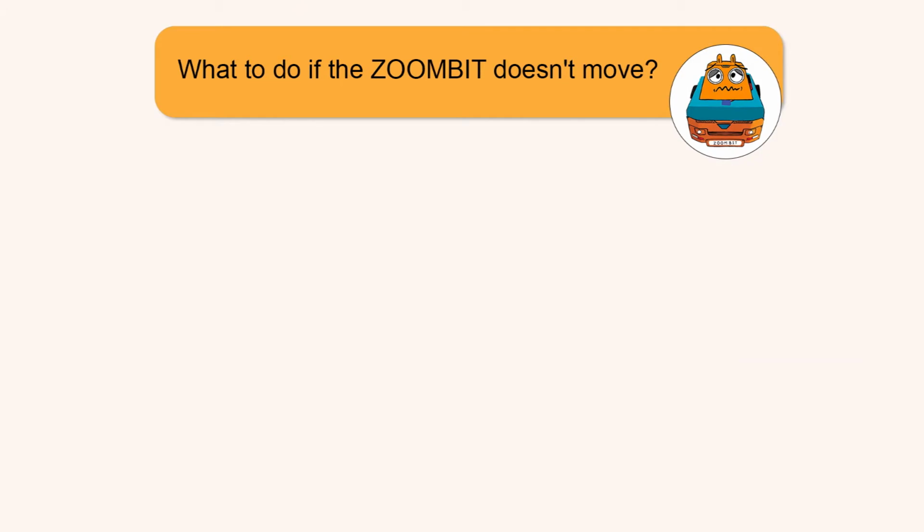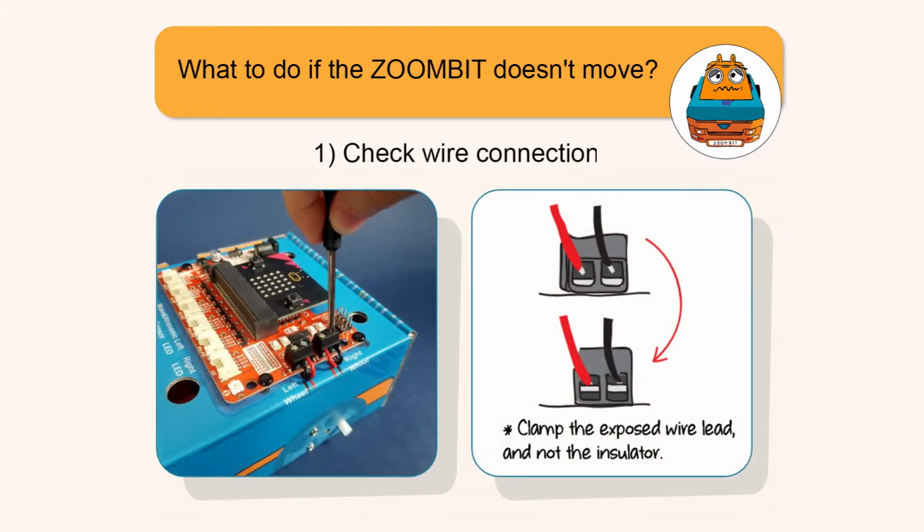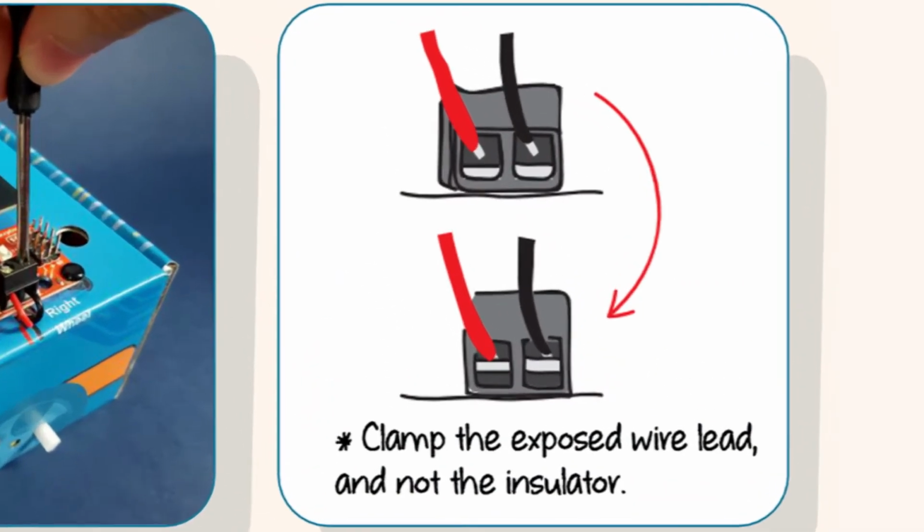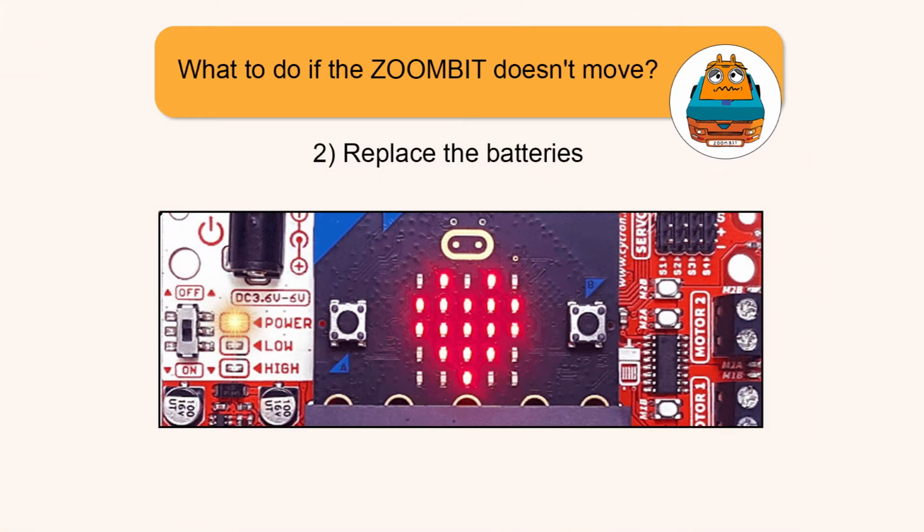Now, in case your ZOOMBIT doesn't move once you press the buttons, here are two things to do. Firstly, make sure to clamp the exposed wire lead and not the insulator. Number 2, look at the Rekabit board. If the LED indicator for low is blinking, try to replace the batteries with new ones.